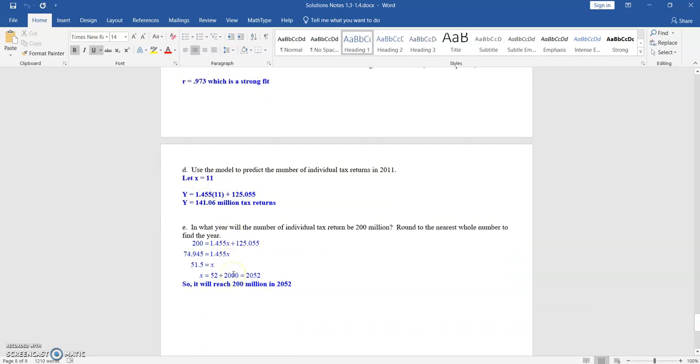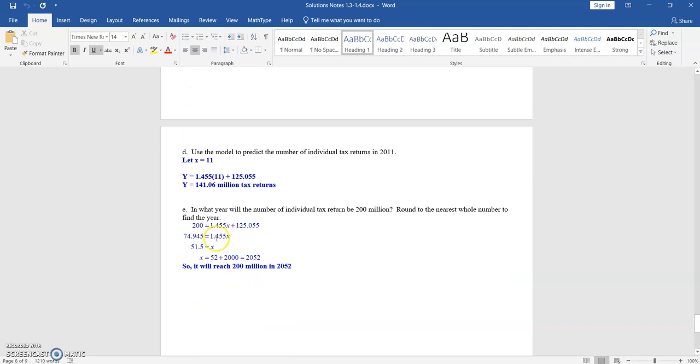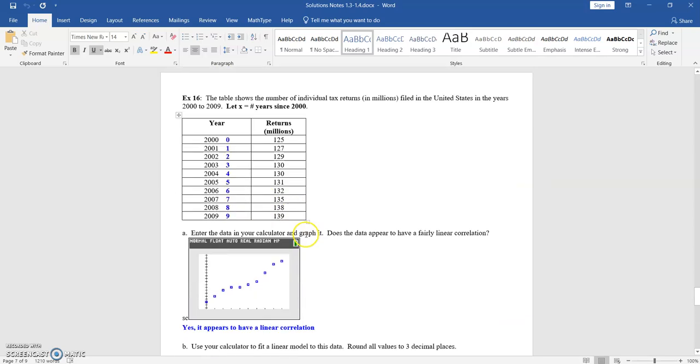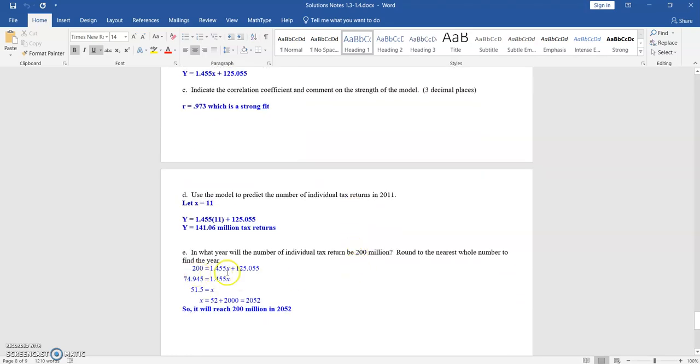And then in letter E, it says, in what year will the number of tax returns be at 200 million? The tax returns were measured on the y-axis, so I'll be plugging 200 in for y and solving for x. So I subtract the 125.055, that lands me here. Then divide by the 1.455, that gives me the 51.5. I tell you to round to the nearest whole number, so 51.5 rounds up to 52.